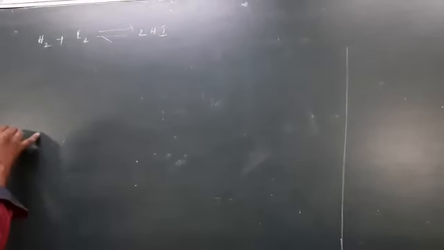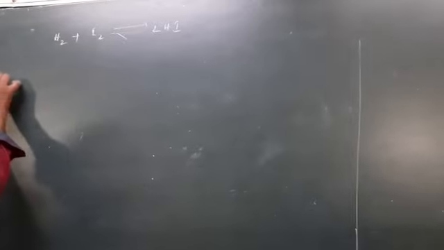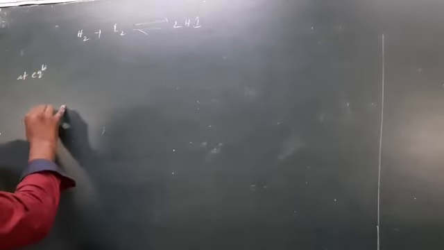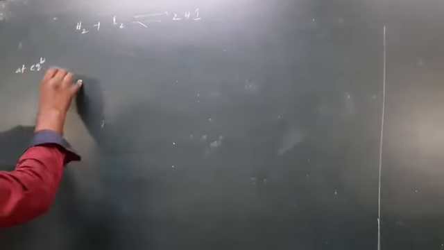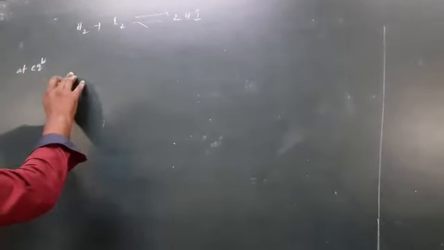A 10-liter vessel contains 0.4 mole of H2 and 0.4 mole of I2, 0.1 mole of HI at equilibrium. So Kp they want. Hydrogen and iodine gives rise to HI. For this reaction, they have given the moles at equilibrium.